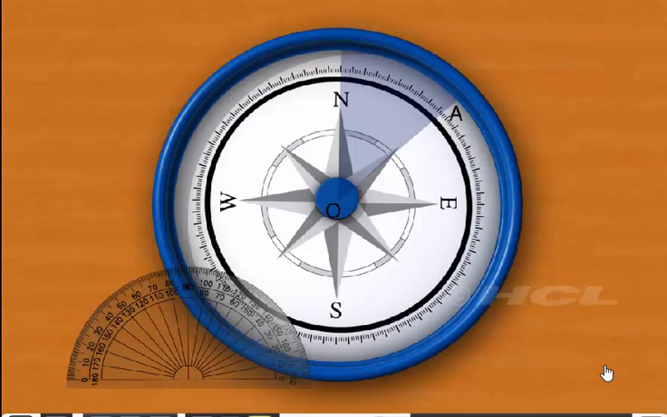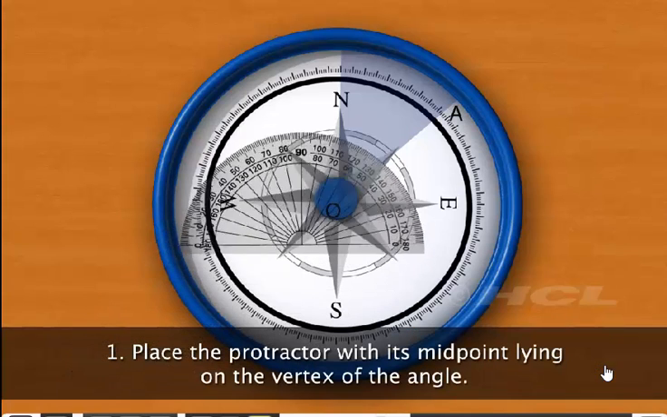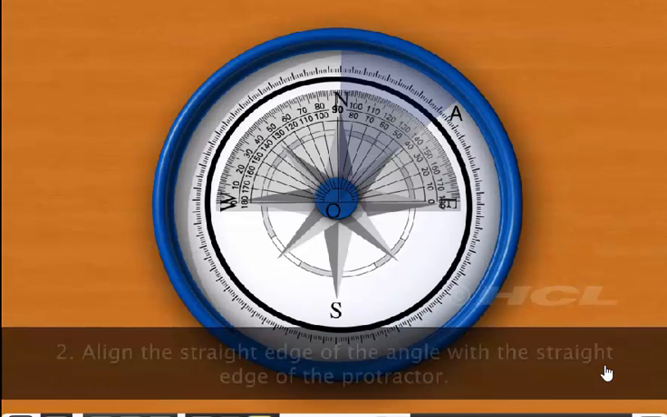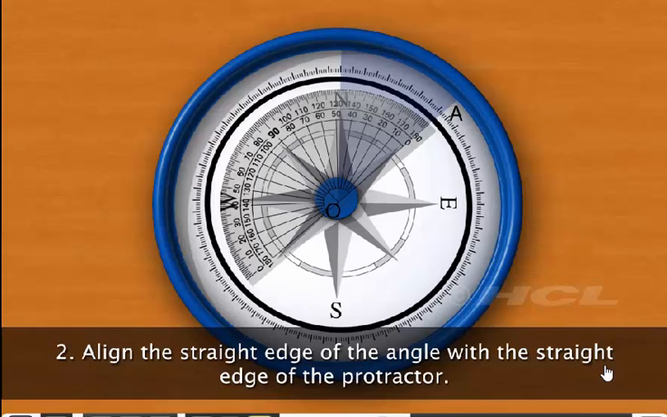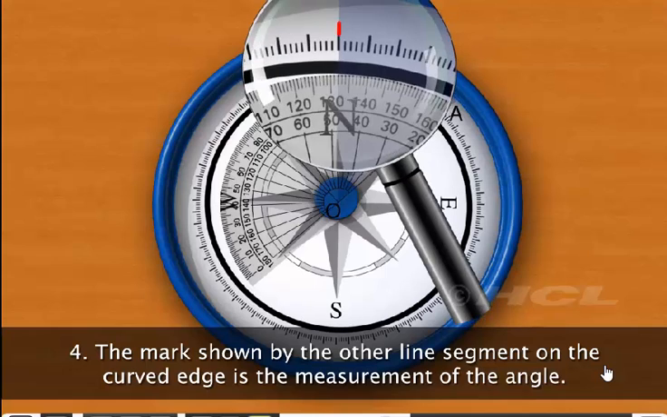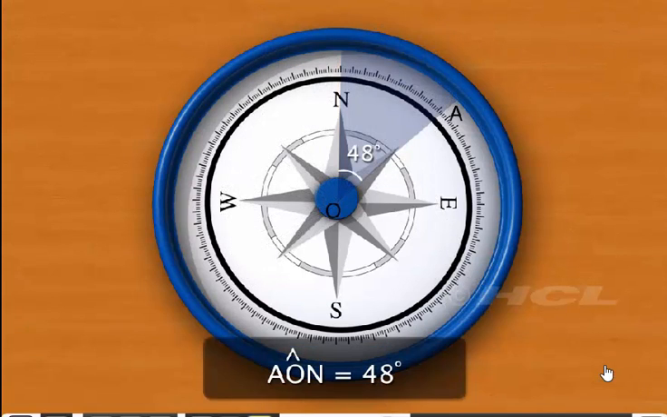Now let's use this protractor to measure angle AON. Place the protractor with its midpoint lying on the vertex of the angle. Align the straight edge of the angle with the straight edge of the protractor. Read the scale that has the 0-degree mark coinciding with the straight edge of the angle. The mark shown by the other line segment on the curved edge is the measurement of the angle. The angle is 48 degrees.